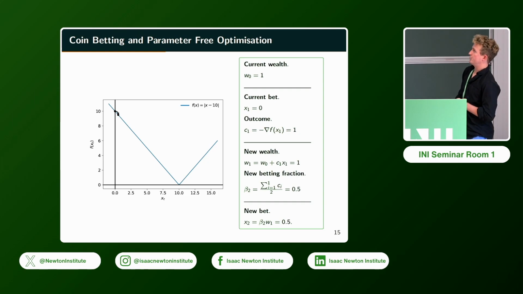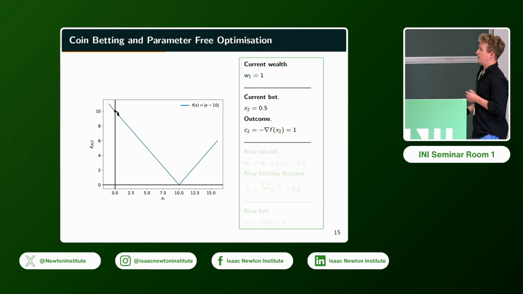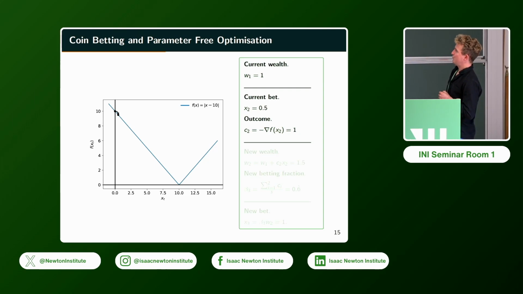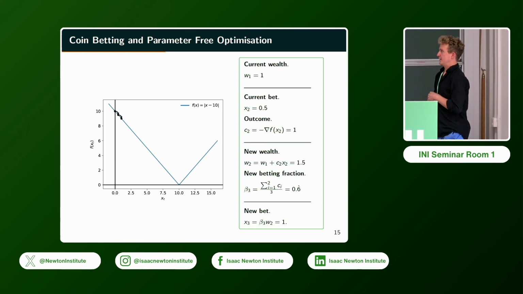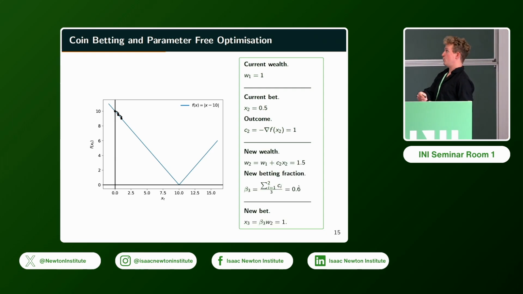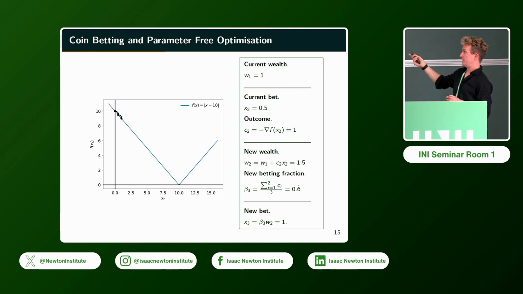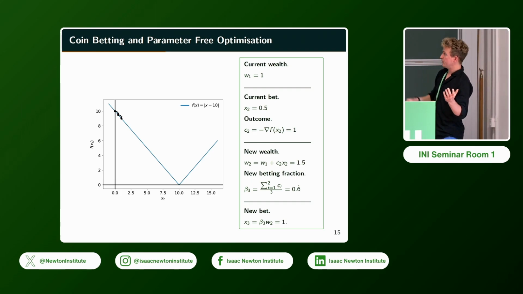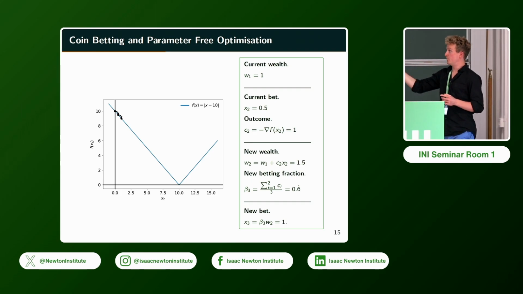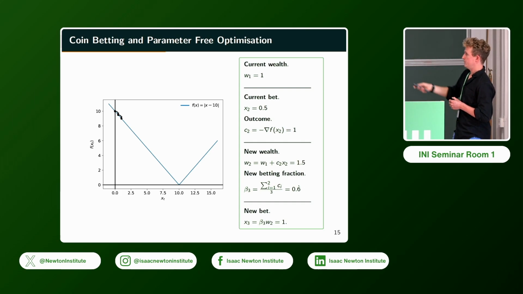And again, that's what's shown on the slide. So we can carry on playing this game. The next outcome we see is, again, a 1, because the gradient is still -1. So we can calculate our new wealth. That's equal to 1 plus 1 times a half, so that's 1.5. Our new betting fraction, again, is equal to the sum of the previous outcomes divided by the current time step, so it's going to be 2/3. And we have our new bet, which is equal to our betting fraction times our wealth. So in that case, it's 1. Again, that's what's plotted on the slide.